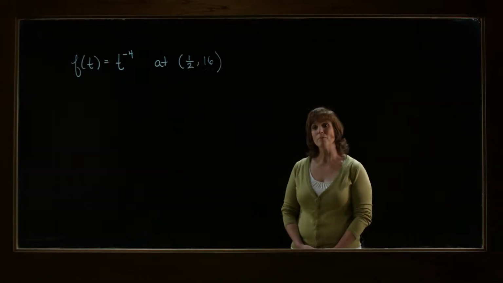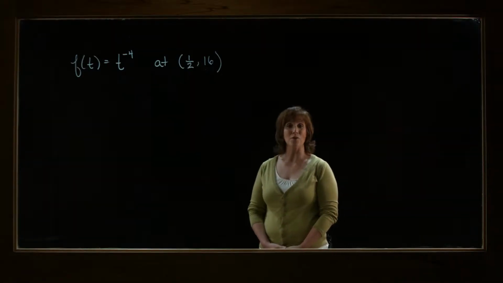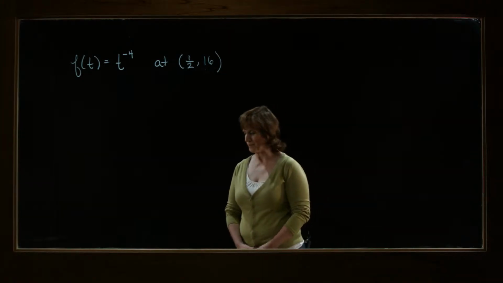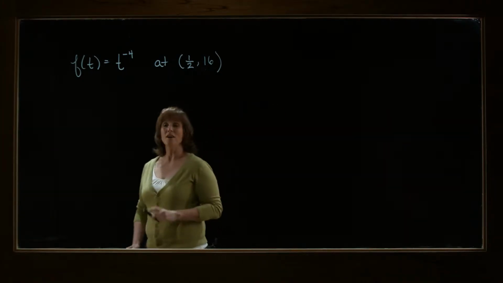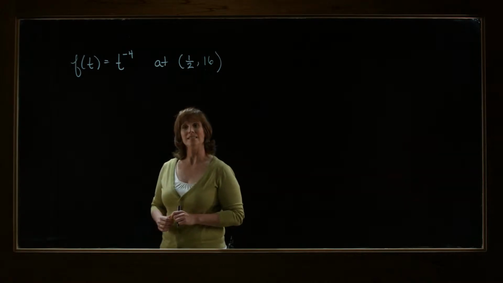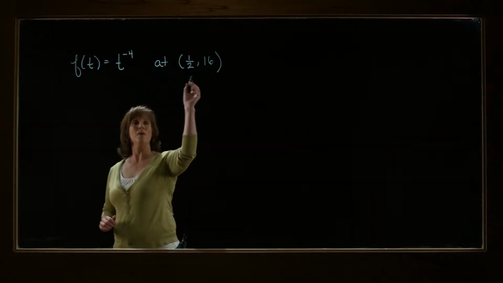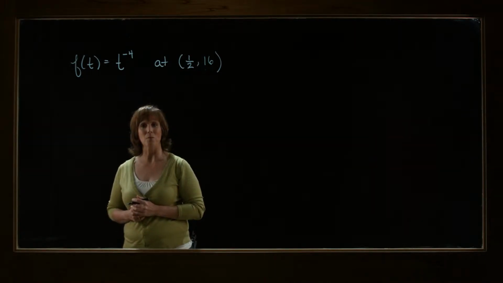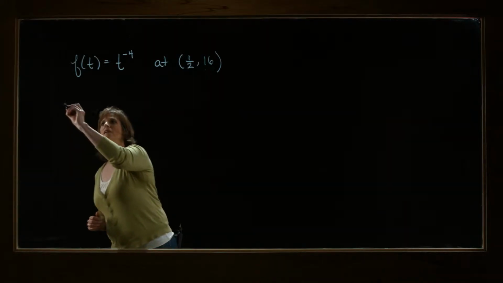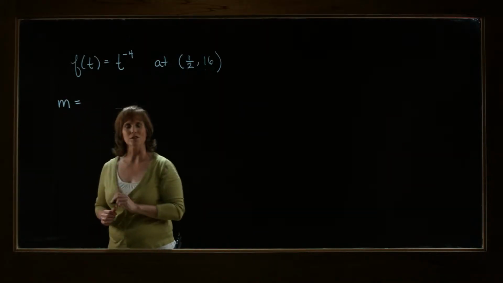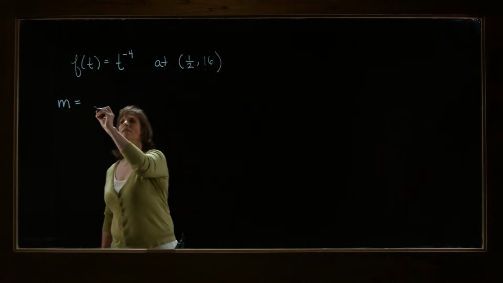Hi, I'm Cheryl Leach. In this problem, we're going to be looking at the slope of the graph of a function at a given point. The function we'll be looking at is f of t equals t to the minus fourth power, and we'll be considering the slope at the point (1/2, 16). To find the slope, we need to take the derivative.